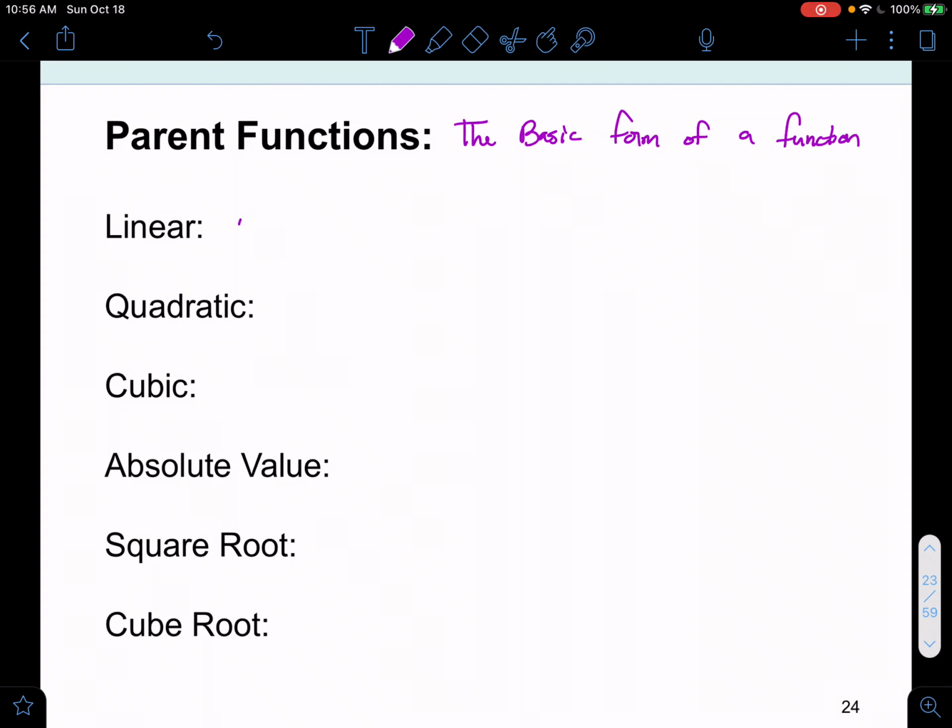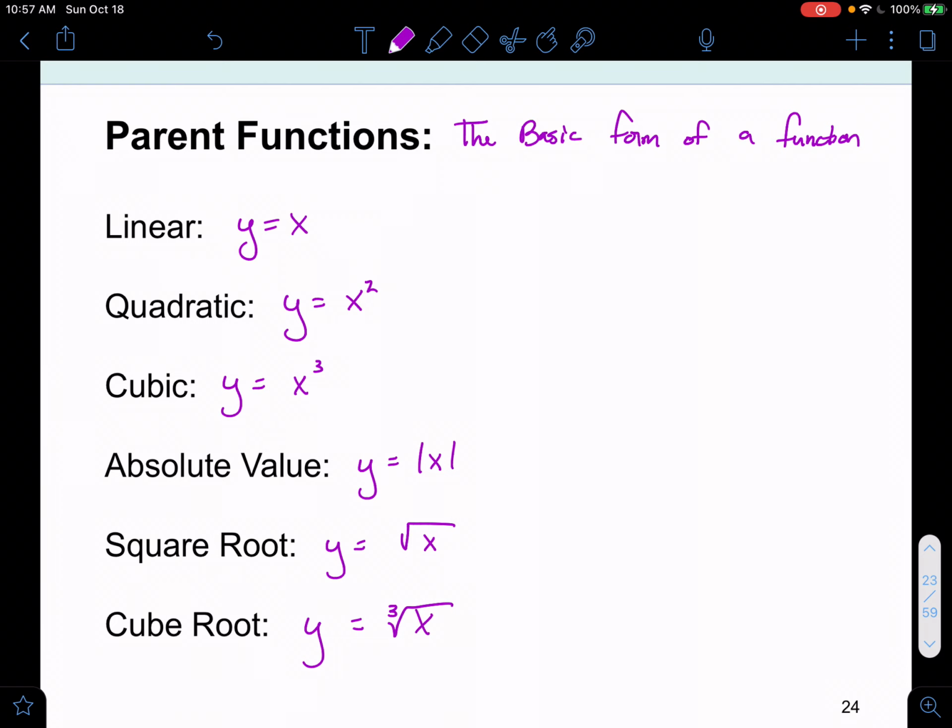Our first one is linear, and that's just when y is equal to x. Our second parent function we will discuss are quadratics. That's when y is equal to x squared. Our third parent function are going to be cubics, which is when our input variable x gets cubed. We are also going to discuss absolute values, which is when we take the absolute value of our input. We are going to discuss square roots, and we are also going to discuss cubed roots. And these are going to be kind of the basics as to what are going on.